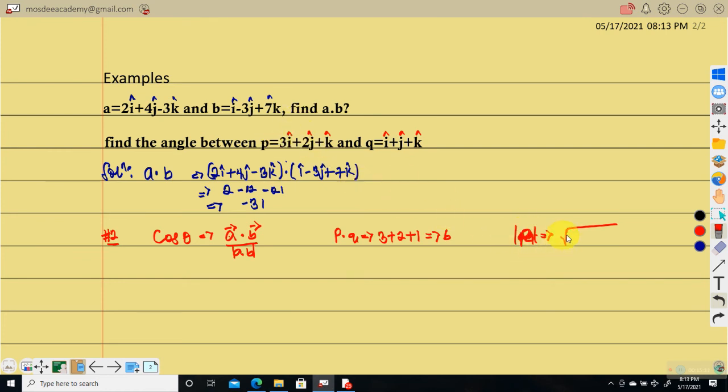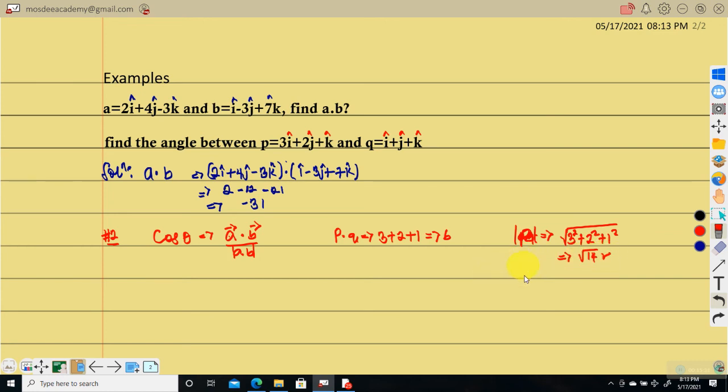This is 3 squared, then we have plus 2 squared. I'm just dealing with the coefficients. The coefficient of this one is plus 1 squared. I believe students understand this. This will give us nothing but 9 plus 4 plus 1. 9 plus 4 is 13, 13 plus 1 is 14, so square root of 14. That is the magnitude of P.